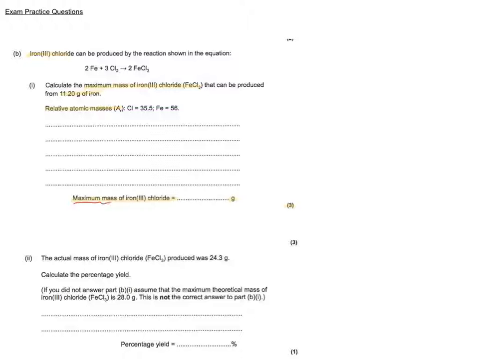We know the maximum mass, so another way of writing this could be the theoretical mass. So in theory, how much should we make? I've put the equation on the right to show you my working through this. First thing is put in what you know. So I've got 11.2 grams of iron, and I'm trying to work the mass of this out.